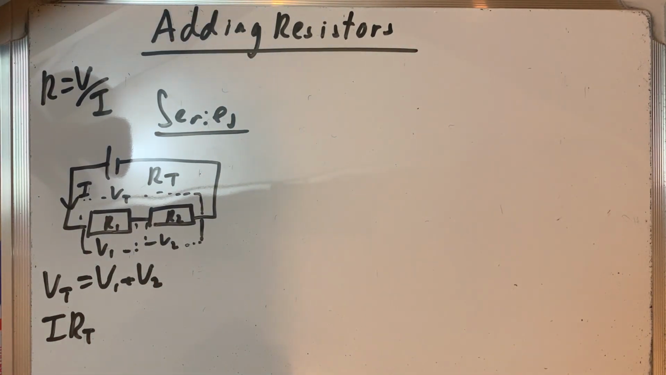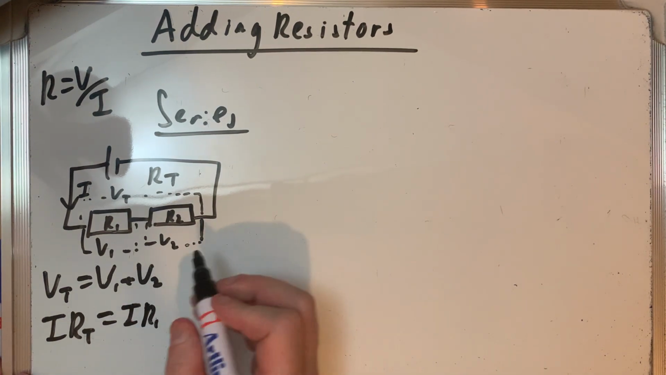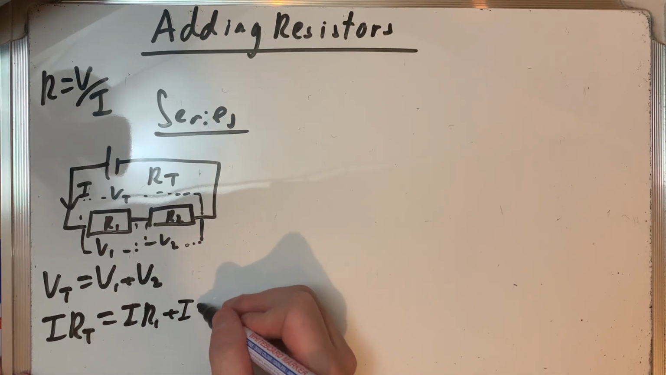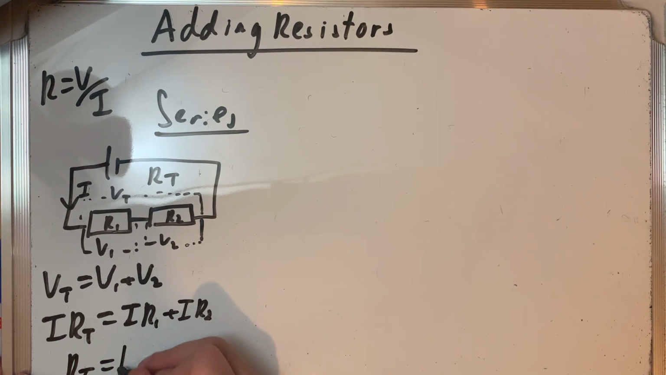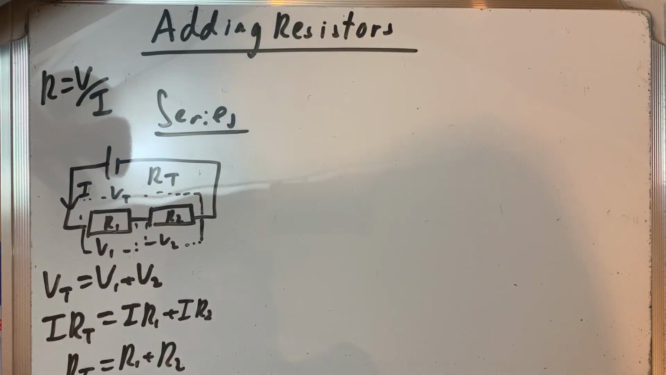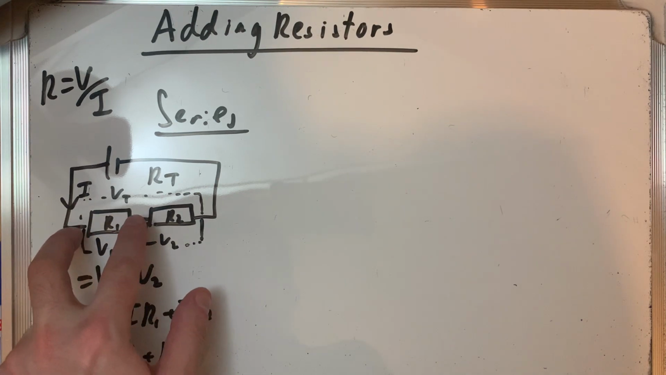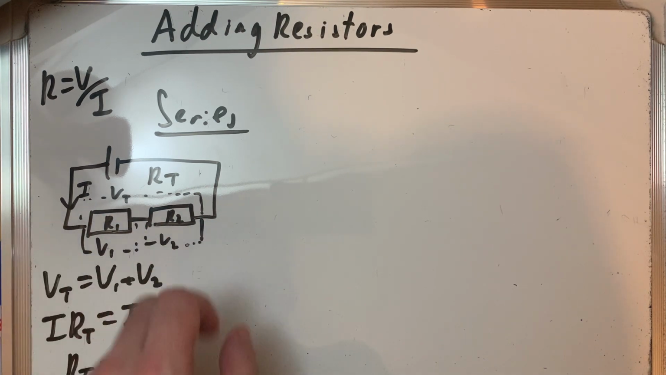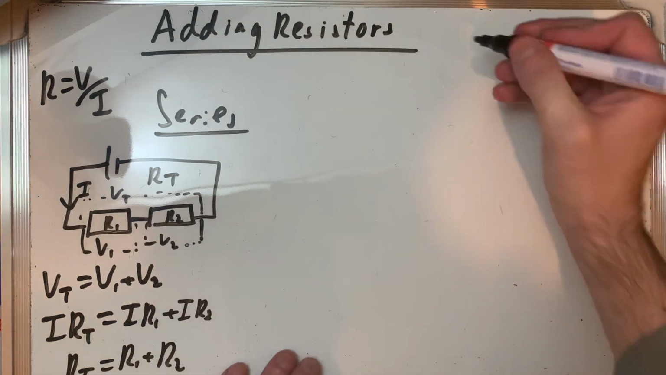You can't combine them. So IRT is IR1, that's this one's voltage, plus IR2, that's this one's voltage. So RT is R1 plus R2. Pretty simple there. You just add them. So 10 ohms and 20 ohms is 30 ohms, obviously. If it's 10 ohms difficult to get through from there to there, and 20 from there to there, it's 30 in total. Every time you add a resistor, it increases the resistance. Pretty obvious, I know, but now let's try it here.